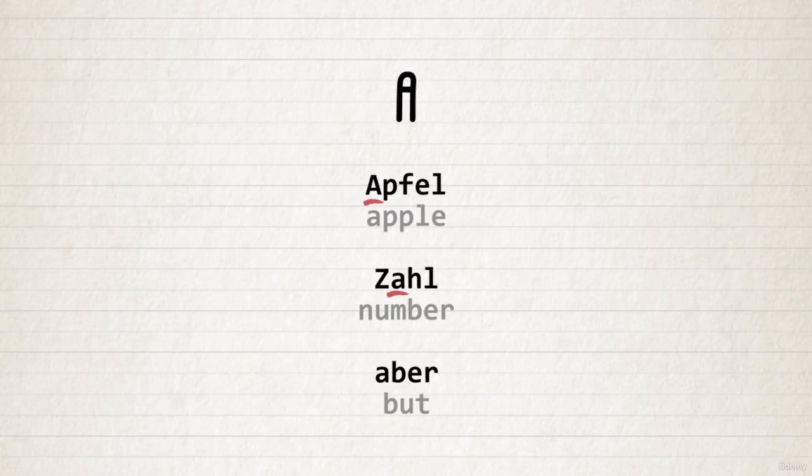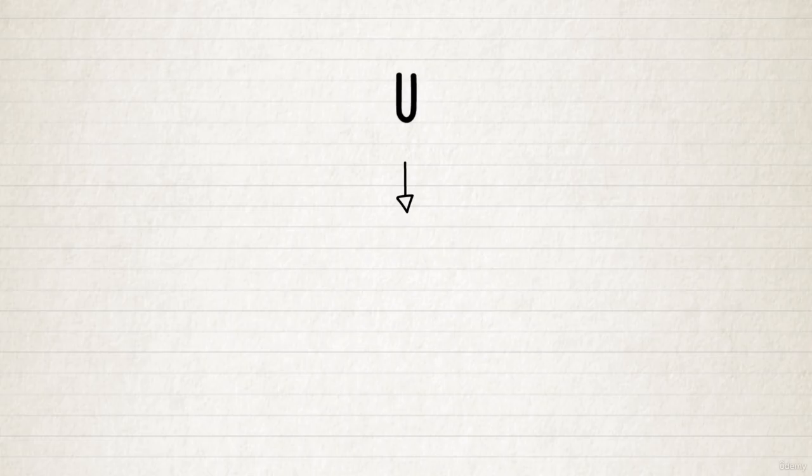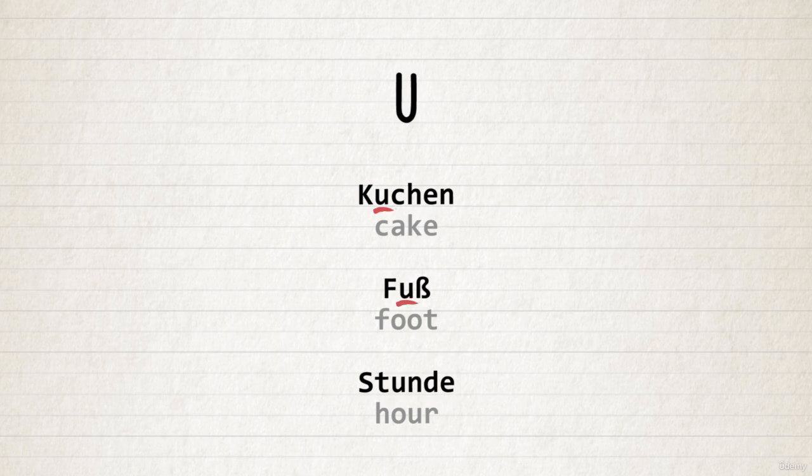The German A is pronounced as ah, like in Vater, for example. Like in der Apfel, die Zahl, or aber. The German O sound is similar, but not the same as the English one. Listen to it here. Die Sonne, or wohnen. And the U. It's pronounced like oo, like the end of you. For example, in Kuchen, Fuß, or Stunde.